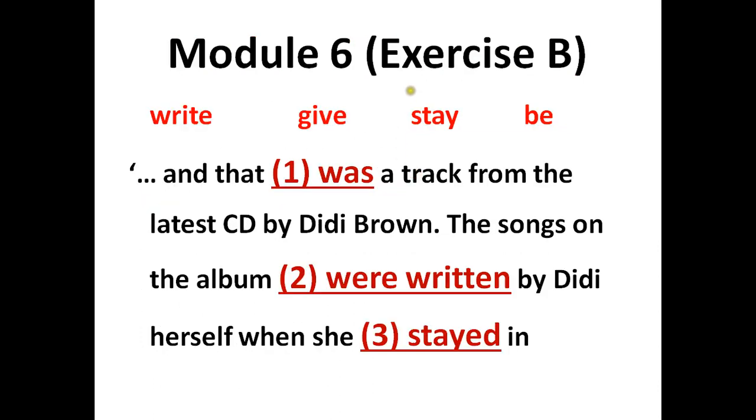Here we go with exercise B, module 6, page 47. There are 4 verbs: write, give, stay, be. I am going to read the narration along with the answer. And that was a track from the latest CD by D.D. Brown. So number 1 answer will be completed with was. The songs on the album were written. Now this is the passive voice of simple past tense.